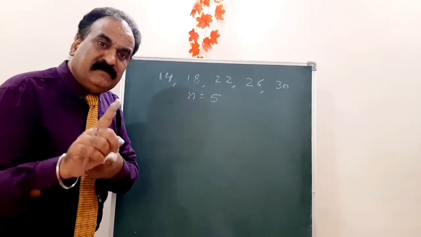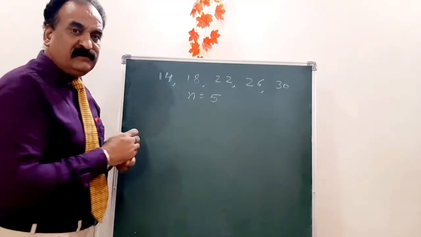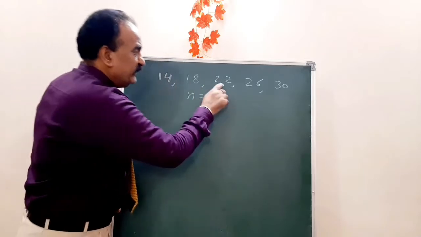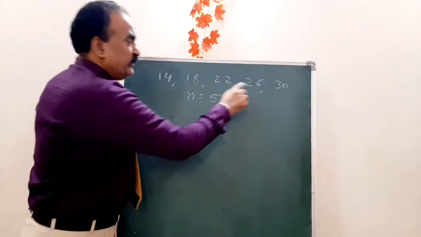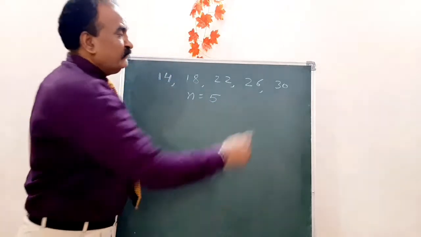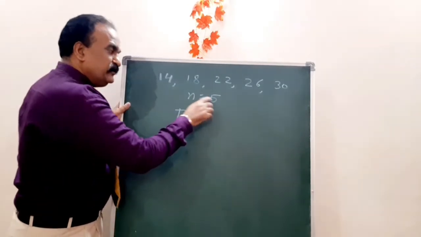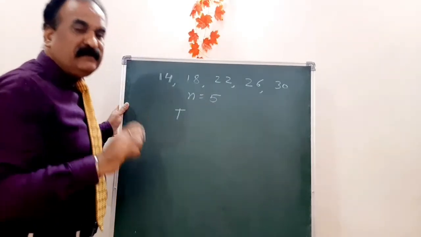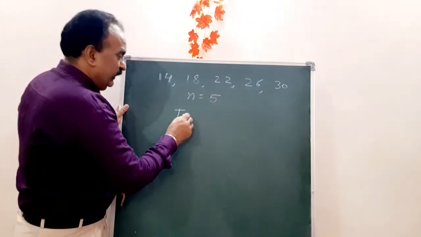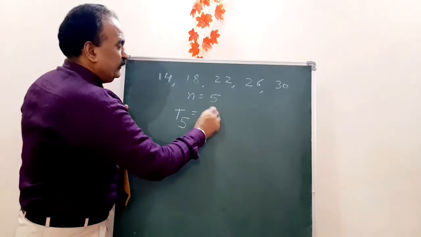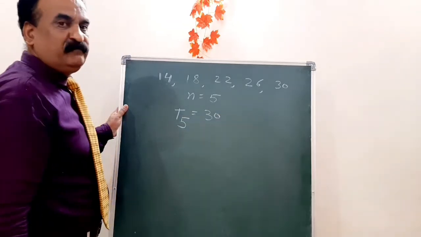What is T1? First term, 14. What is T2? T2 is 18. What is T3? 22. What is T4? 26. What is T5? 30. It means you can write n is equal to 5. It means the number of terms is equal to 5, and T5 means the fifth term. The fifth term will be 30.